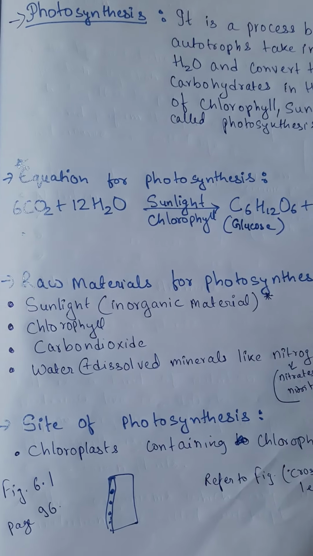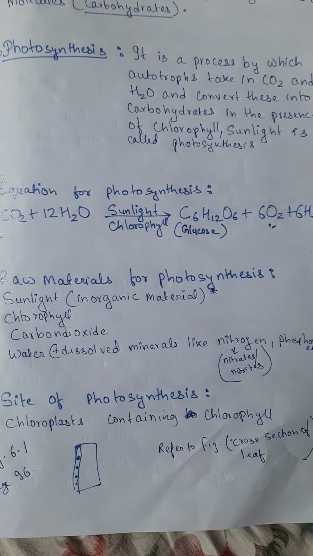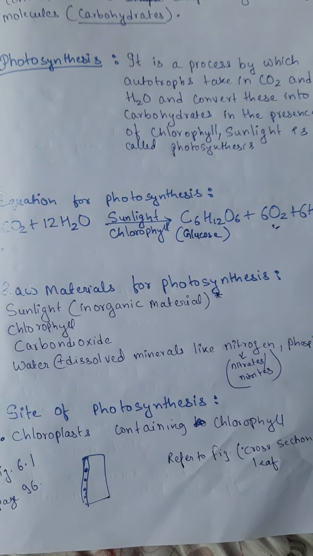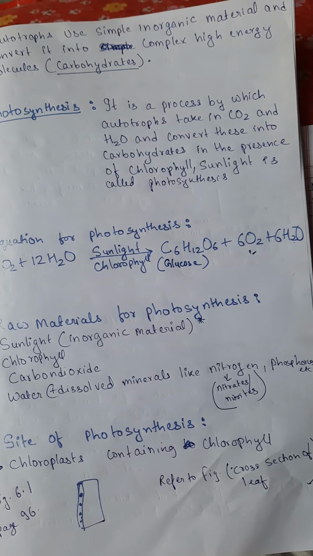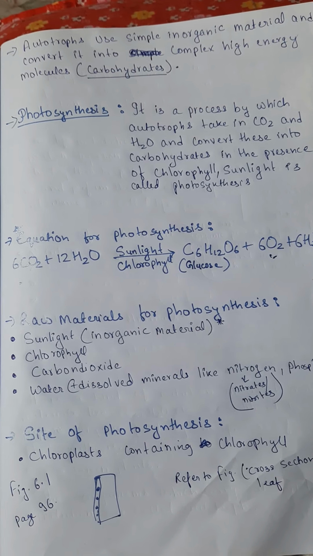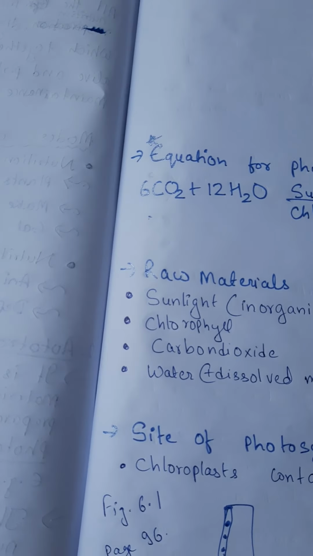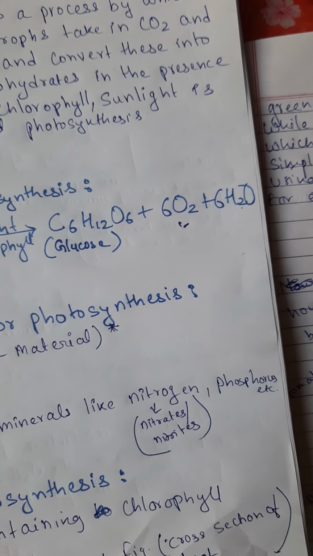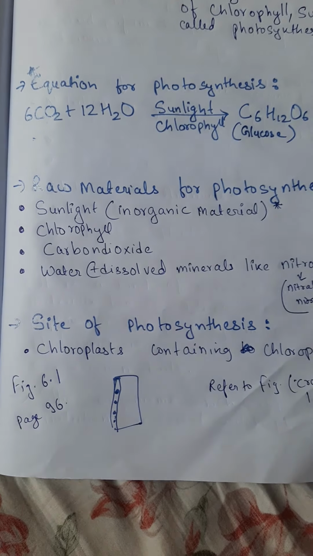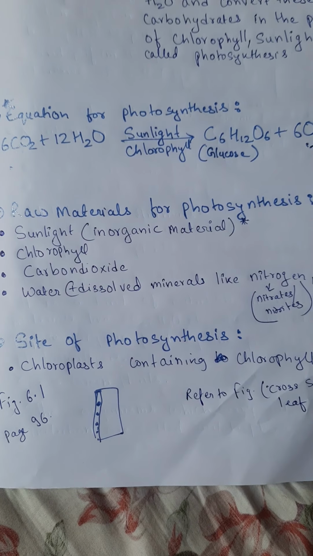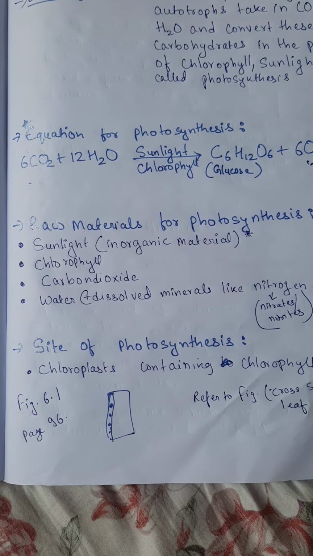Now, 6 molecules of carbon dioxide react with 12 molecules of water in presence of sunlight and chlorophyll to prepare glucose, that is C6H12O6, plus oxygen and water as the byproduct. And we all know that a plant takes in carbon dioxide and it releases oxygen. Now, for photosynthesis, raw materials are also required. Now, what is essential?